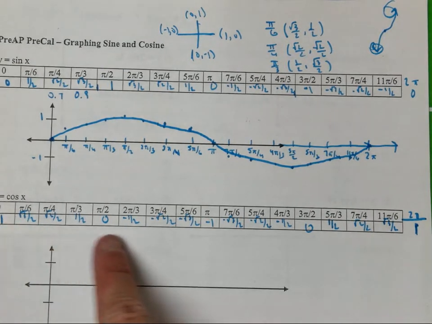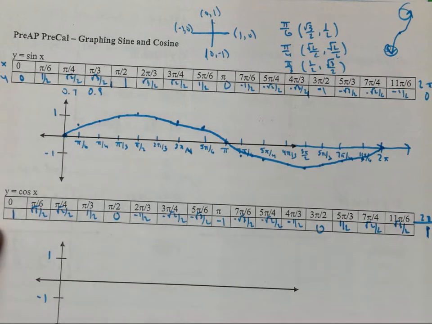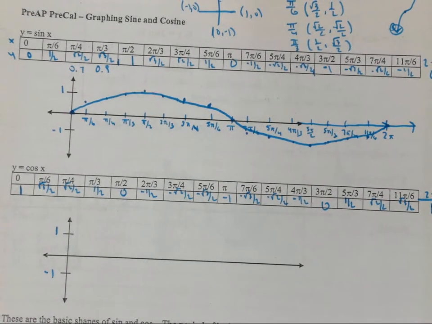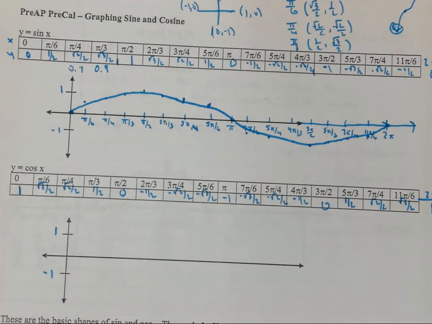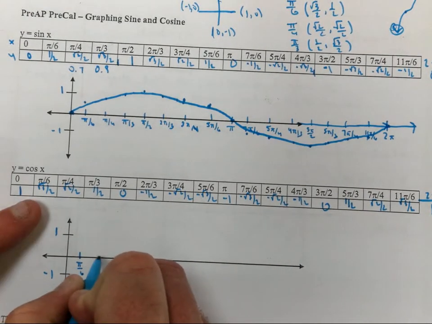If you notice, the highest value and the lowest value goes up to 1. So the amplitude for cosine is 1 as well. Okay? I'm going to put all my x coordinates on this.